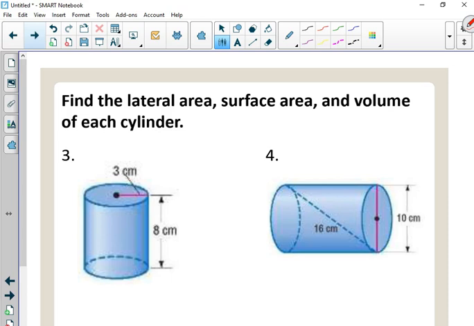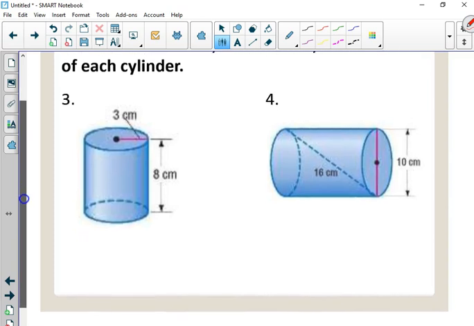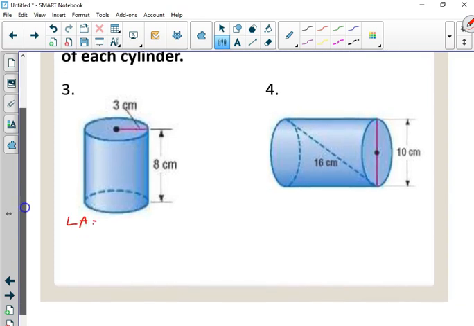Okay, find the lateral area, surface area, and volume of each cylinder. So now we're doing it all. So let's find the lateral area first. Remember, the lateral area is 2 pi rh. So 2 pi rh. 8 times 3 is 24. Double that is 48 times 3.14. 150.72 square centimeters.